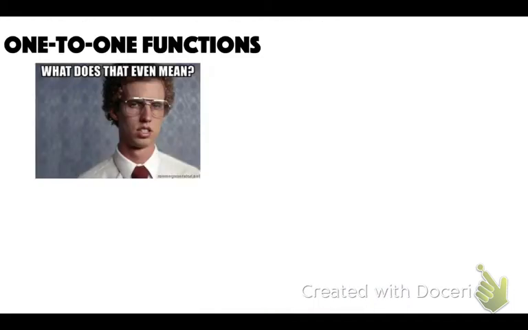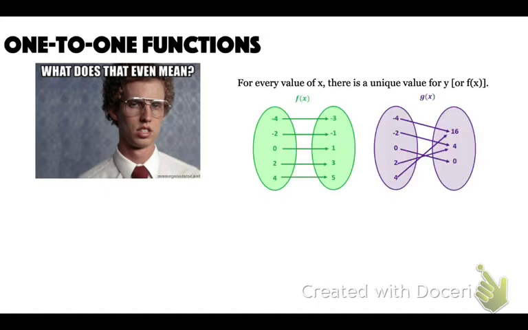All right, one-to-one functions. What does that even mean? I kind of talked about it before. It means that for every value of x, there's a unique value of y, or f of x, whatever you want to think of it. So for every value of x, we have a unique value for y. If I look at these two, the green one here is easy to see because 4 goes to 3, 2 goes to negative 1, 0, 1, 2, 3, 4, 5. They all have a unique value, and I could go backwards. I could go both ways here.